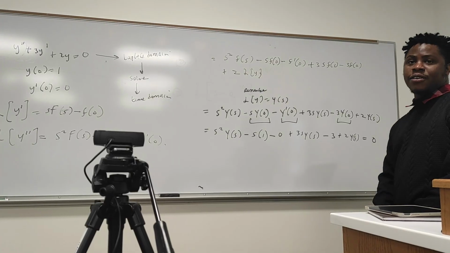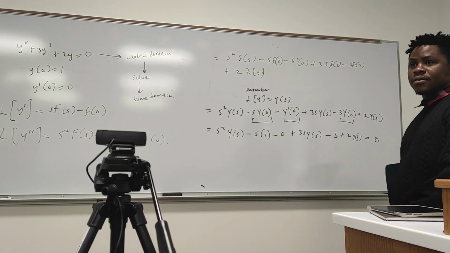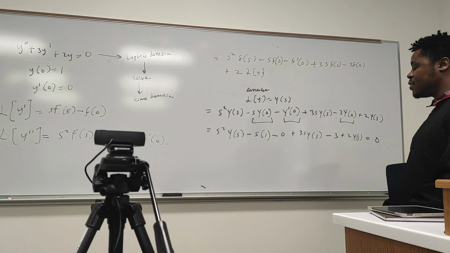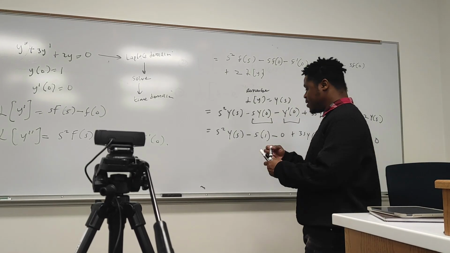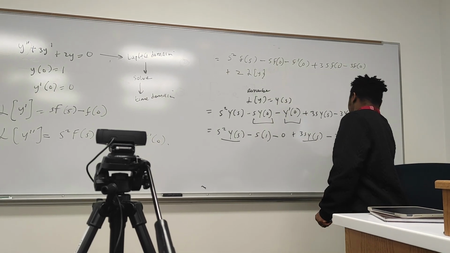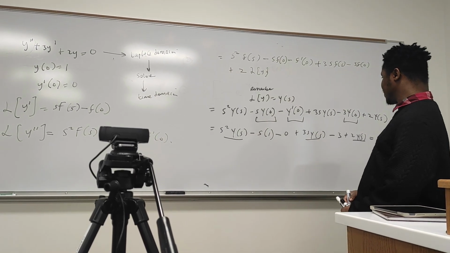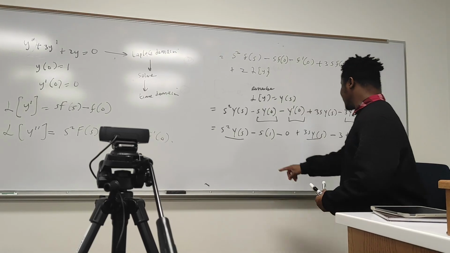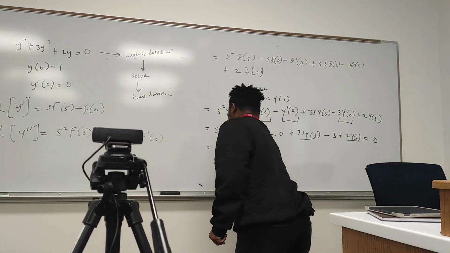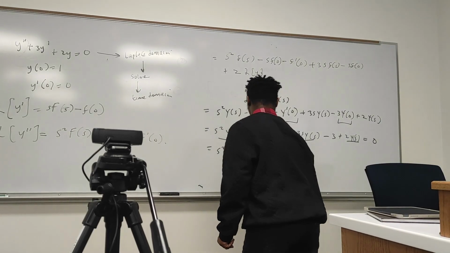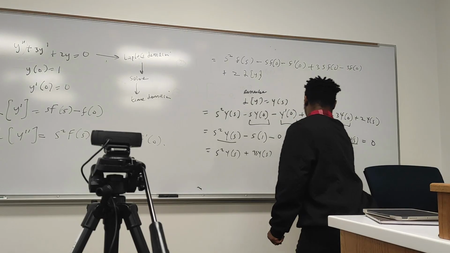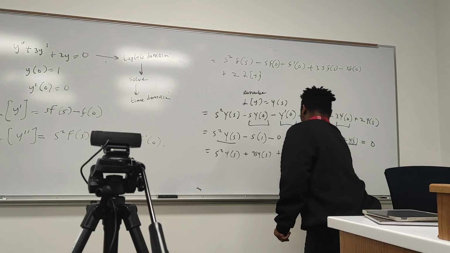Question before I continue. I just want to be sure everyone is following. Okay. So this is y of s here. This is y of s. This is y of s. We can put them together, right? And this is s. This is 3. So let's put the y of s together. So that becomes s squared y of s, right? Plus 3s y of s here, which is this guy, plus 2y of s.